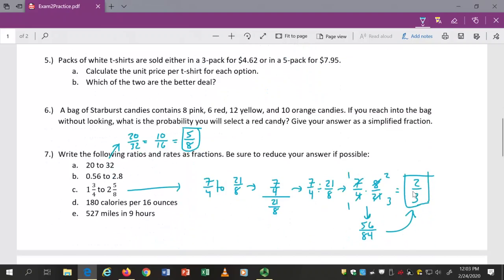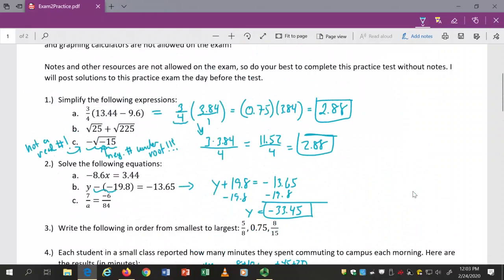Anything else? 2C. Which one was that? C is just a cross multiplying problem. So this one is just the proportional equations already set up for you. So you just cross multiply and you get, so 7 times 84 is like 588, I think. Is that true? Somebody should check that for me. Yeah, that's correct. 588. And then you divide both sides by -6 to get A.